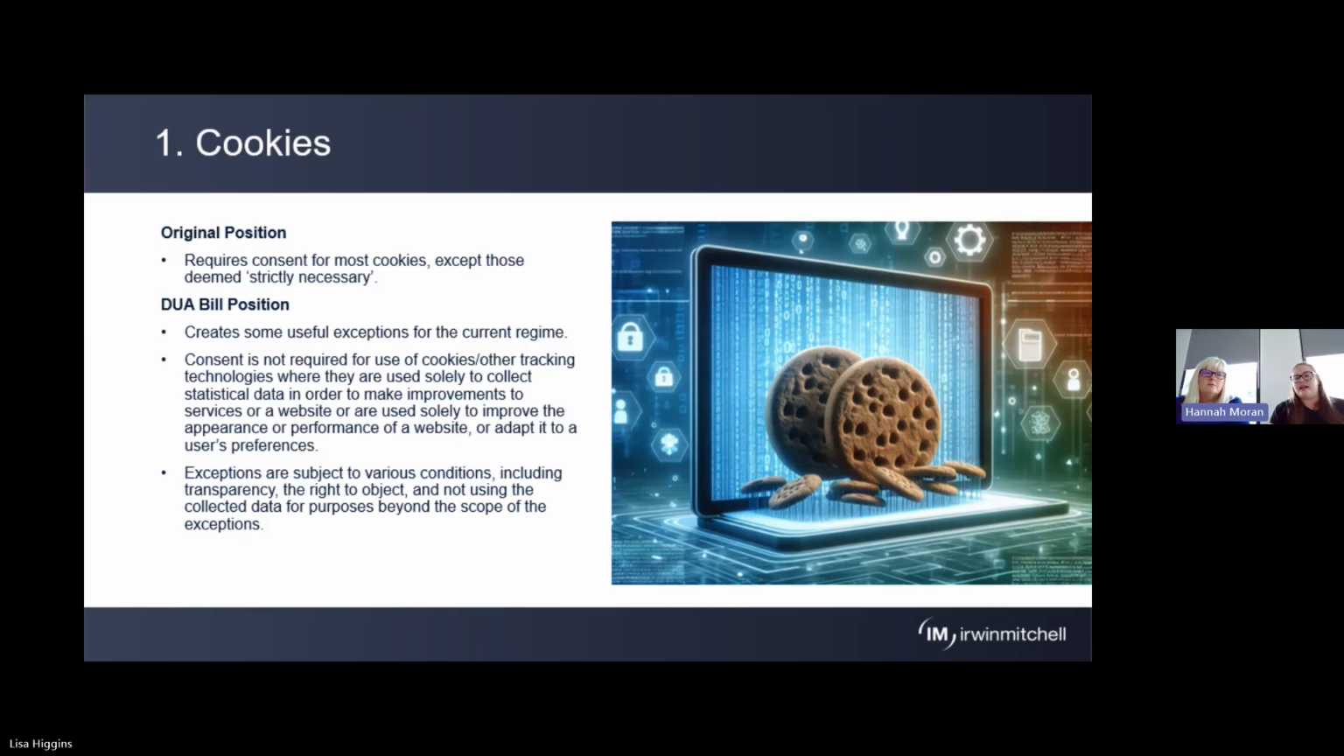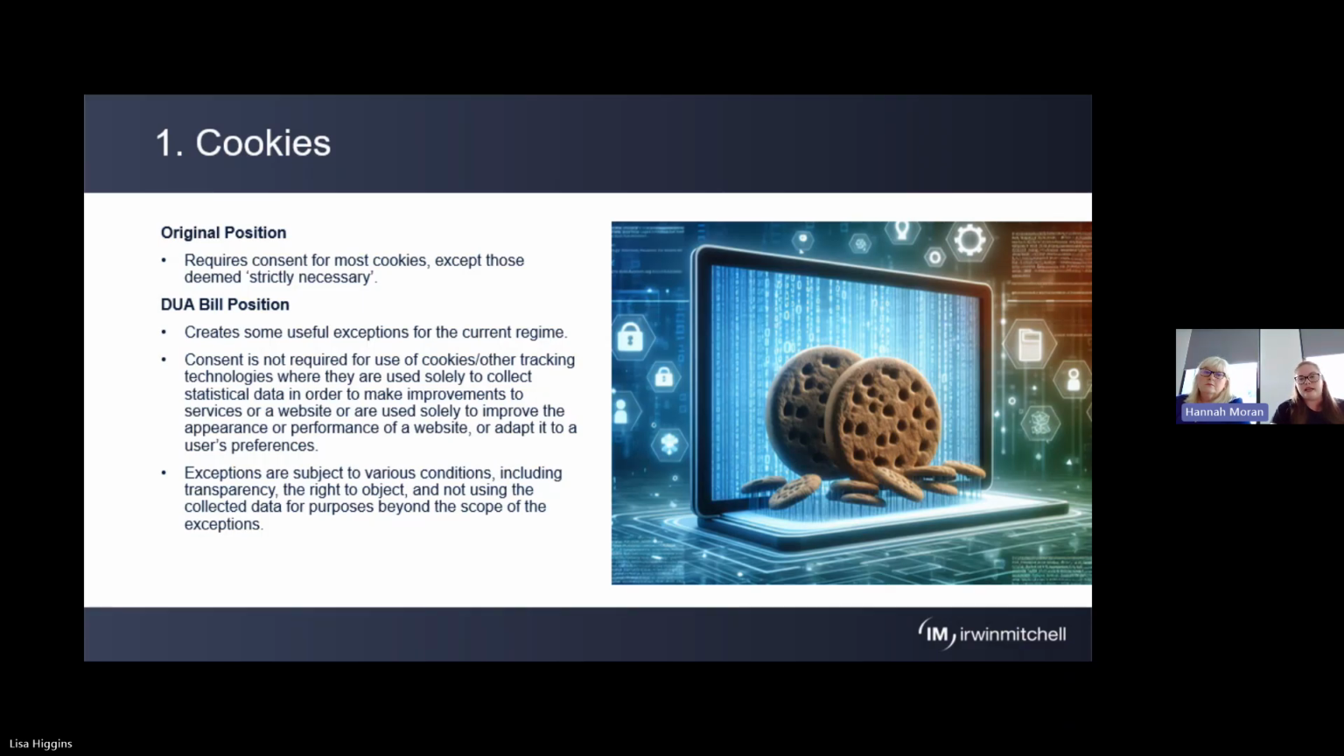However, the DUA bill, well, now the Act, amends the current cookie rules under the Privacy and Electronic Communications regulations and introduces new exceptions for certain types of cookies. So if an exception applies, you won't need to obtain consent from a user before dropping those cookies. The exceptions extend to 3 different types of cookies. The first one is analytics cookies. These are where you collect statistical information about website usage or about how a service is used with a view to making improvements on that website or for that service.